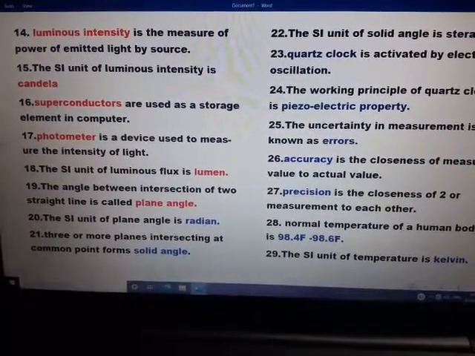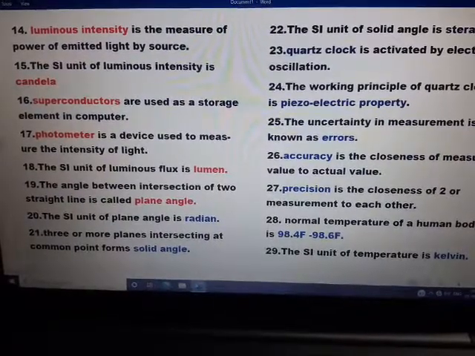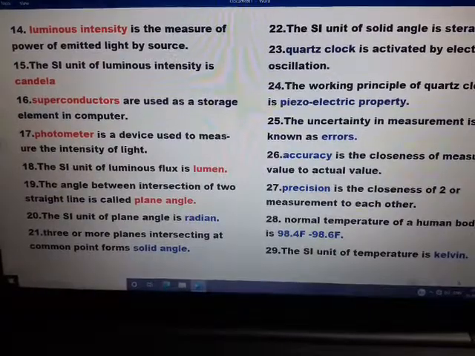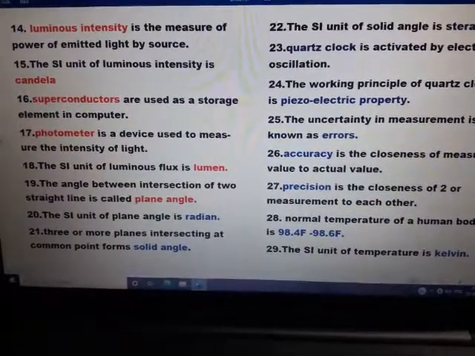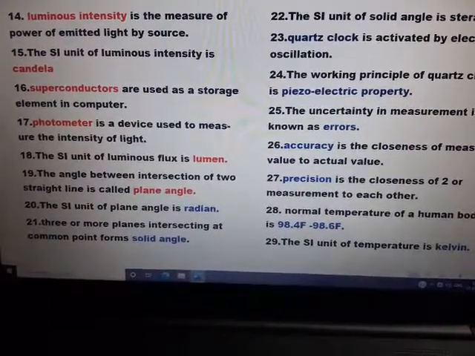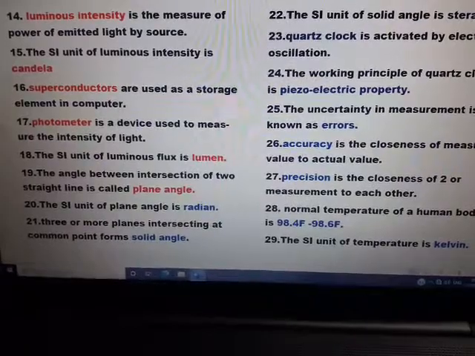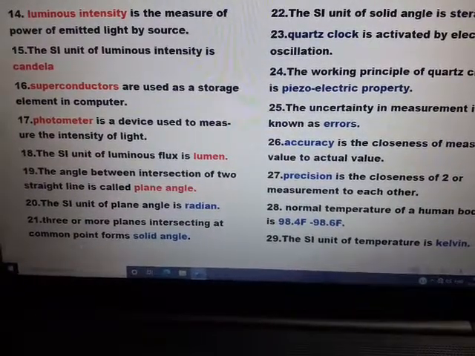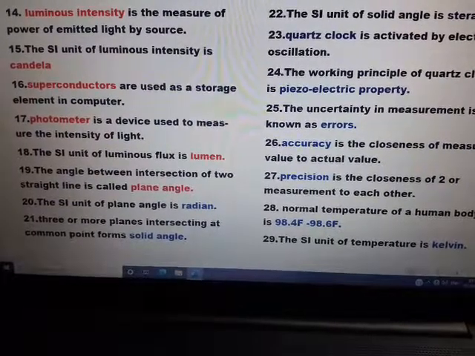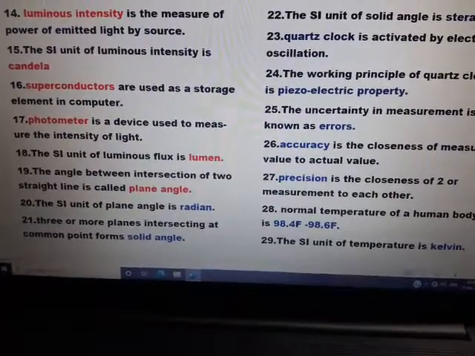16th question, dash are used as a storage element in computers. So superconductor used as a storage element or memory element in the computer, and is also used in trains, etc. Next, 17th question, dash is a device used to measure the intensity of light. So intensity of light is measured using a device known as photometer. Next, 18th question, the SI unit of luminous flux. So luminous intensity is different, luminous flux is different. The SI unit of luminous flux is lumen.